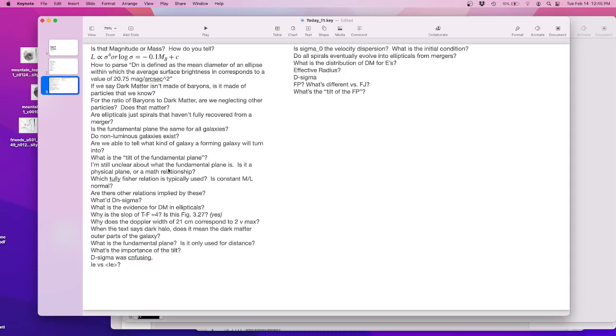So what this sentence is saying is dn is defined as the mean diameter of an ellipse within which the average surface brightness corresponds to a value of blah. So it's the radius of an ellipse. Yeah, I made it a circle because it's easier to write that way. It's the radius of an ellipse such that the average surface brightness is 20 magnitudes.